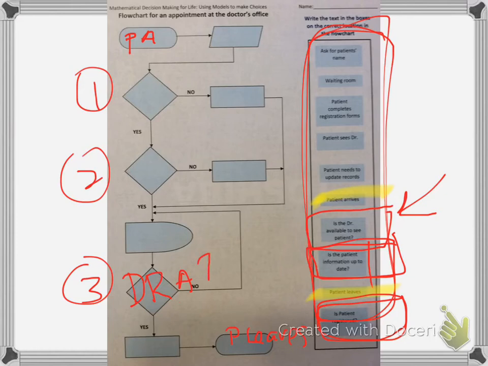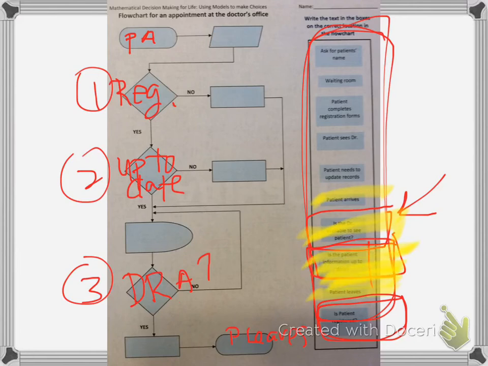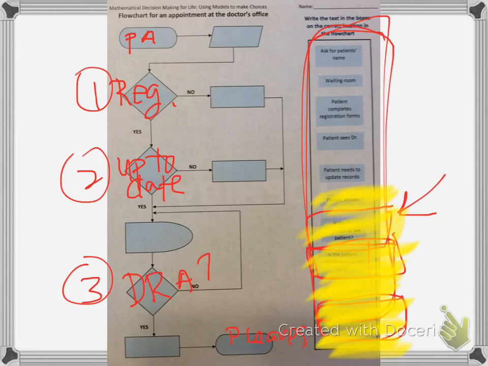And I'm going to start crossing these off when I use them. So doctor available to see the patient. Then the next question, is the patient's information up to date? And then the other one is, is the patient registered? I think we have to be registered or look at that registration information before we know whether or not it's up to date. So up to date's going here, registered's going there. And I'm going to cross those off so I know I used them. So I've used everything from here up to here at this point on my choices. Now I just need to figure out what's going on here.